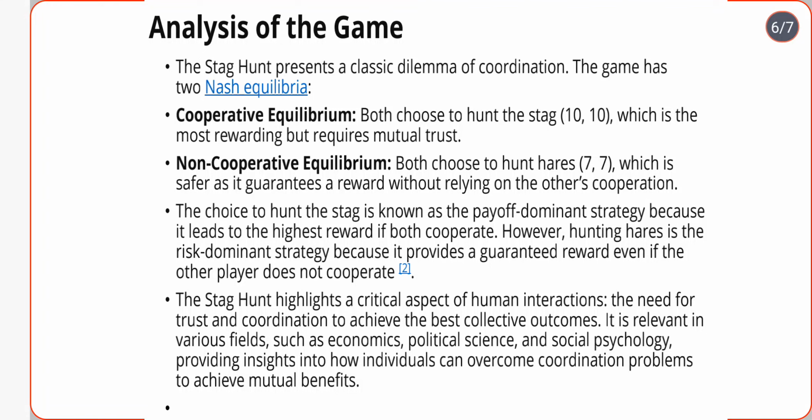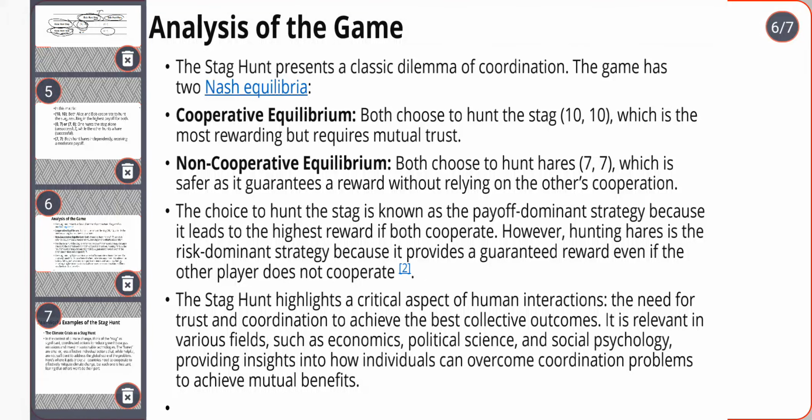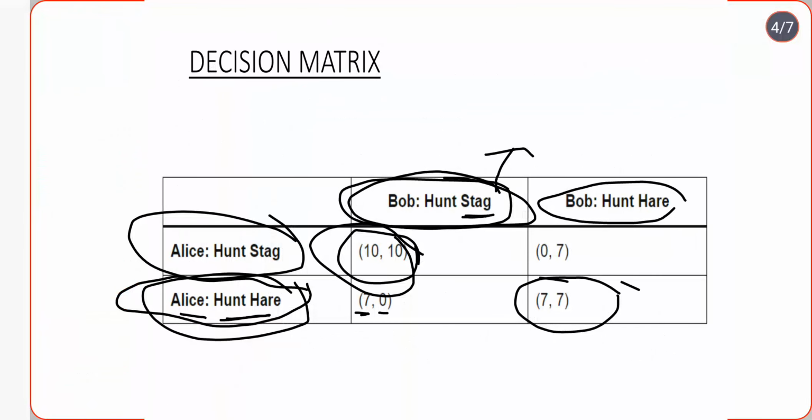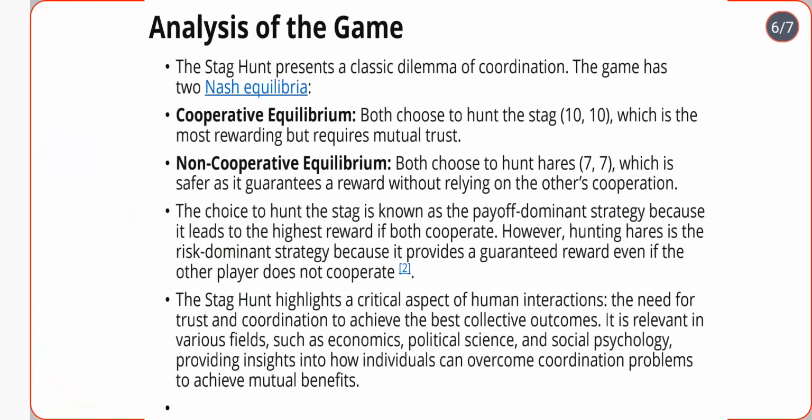But in the case of the stag, they have to depend on the other's decision because it is not possible to kill a stag alone. So when they are hunting hares, both Bob and Alice can individually kill a hare, right? So they don't have to rely on others' decisions. And this equilibrium, in which both of them are individually selecting to hunt the hare and getting 7 and 7 as payoff, is the non-cooperative equilibrium because it doesn't depend on others' decisions.